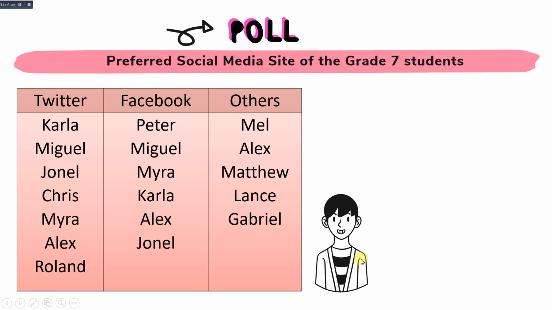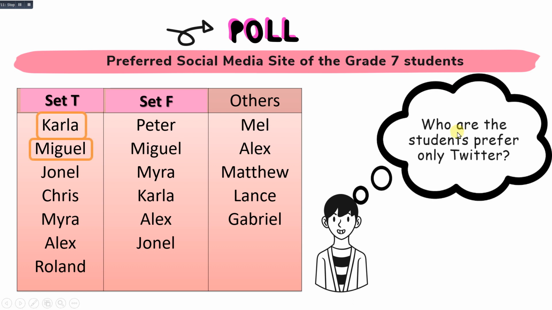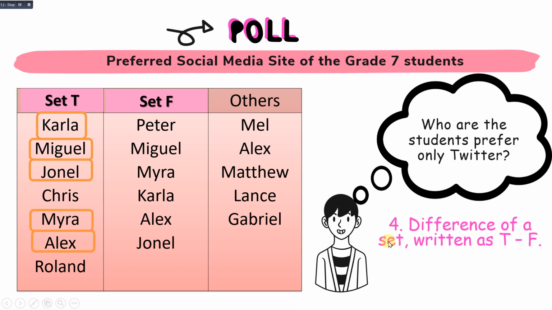Another example of operations of sets. To answer the question, which students prefer only Twitter? Students who only prefer Twitter. As we can see here, Chris and Roland are the only students who prefer Twitter. The difference of a set is written as T minus F, to indicate the difference. So T minus F is only Chris and Roland.